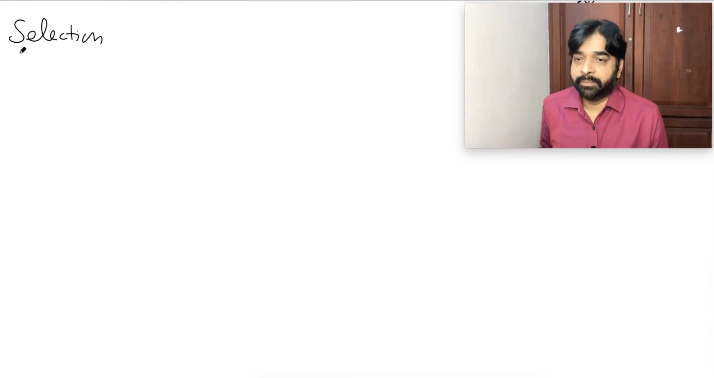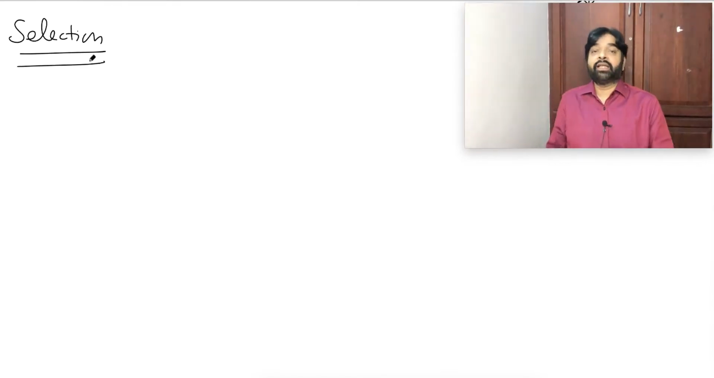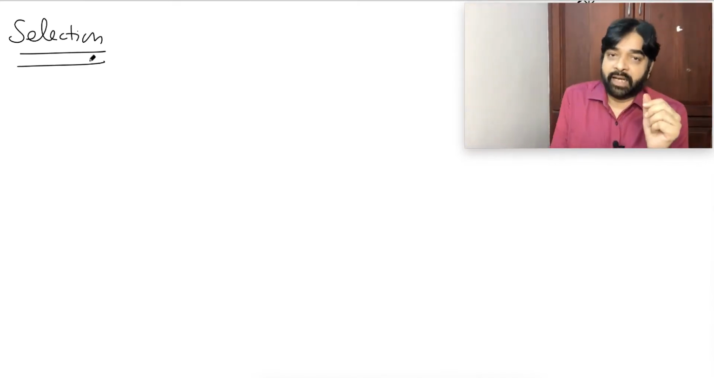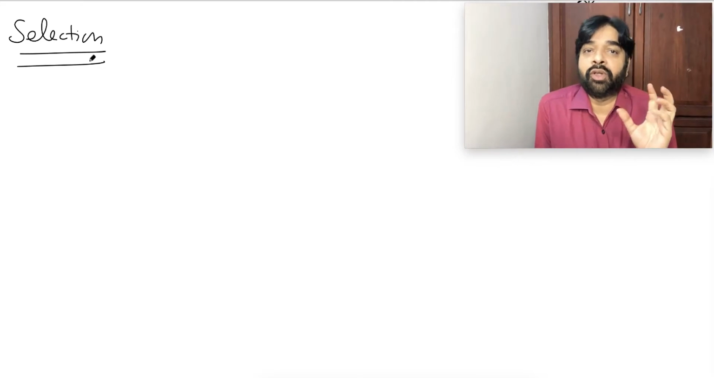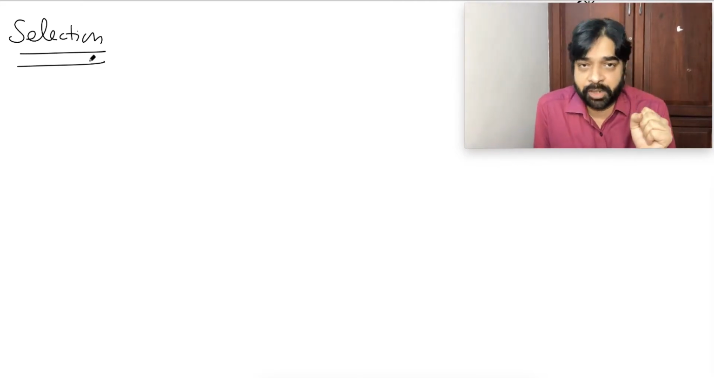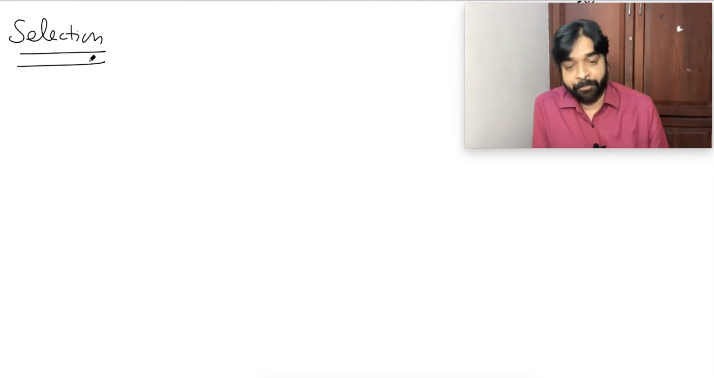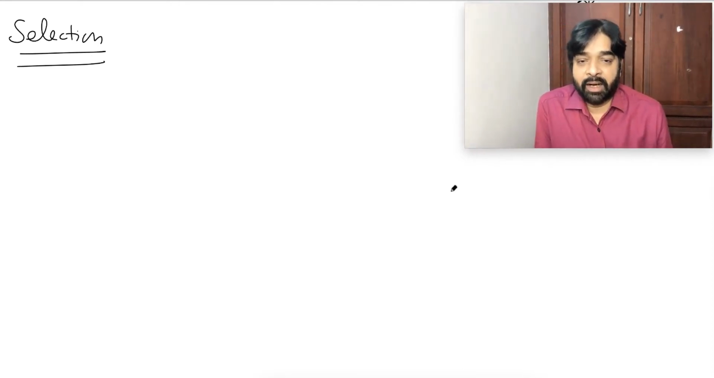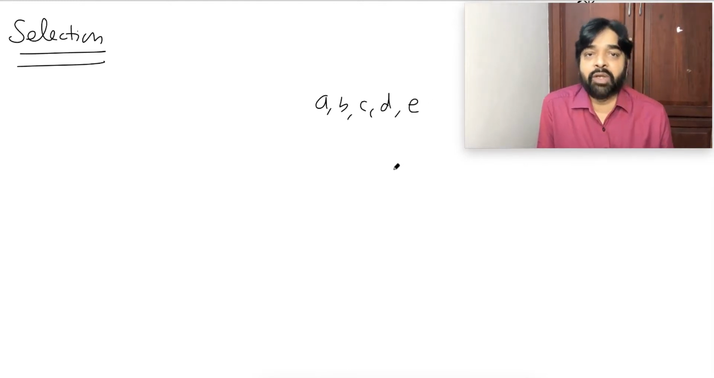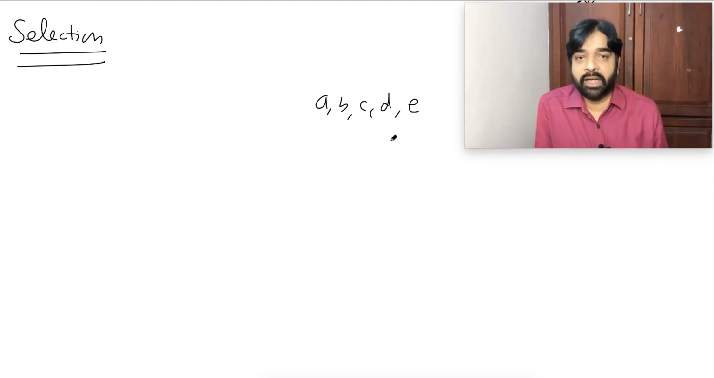Selection means what? Whenever they say "in how many ways we can select," the first thing you should think about is the visualization of the question. How to visualize? Very simple. If I say there are 5 objects, let's say A, B, C, D, E, 5 letters are there, and I want to select 2 letters out of 5 letters.